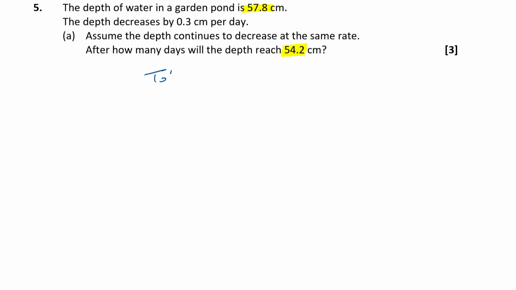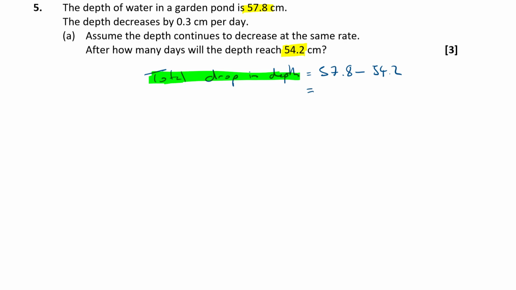So total decrease, or the total drop in depth, is equal to 57.8 minus 54.2. Now I like to write these little sentences at the start of any calculation I do. It makes it clear both to the examiner what I'm doing, and also to myself when I come back and check my work later. Okay, so it's just a good idea.